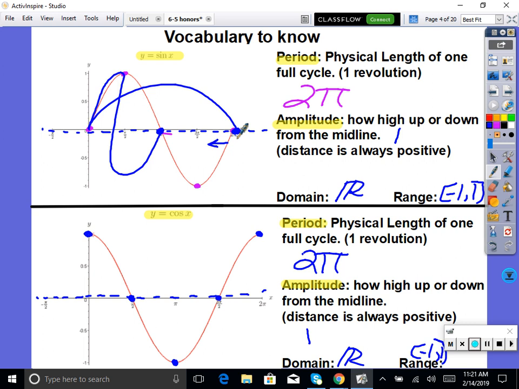So our period can change depending on how we squish and pull out things horizontally. And our amplitude could change. I could now go higher and lower. So that's what you're going to see next. That's our first change.